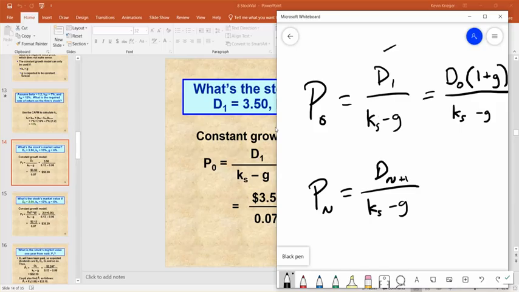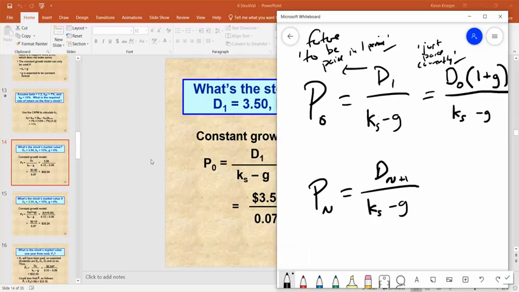These things here are the same. It's just that D1 is a future dividend. It's to be paid in a period. Usually these are in years. And the D0 was the dividend just paid, so just paid currently. I usually think it's easier to think of it as if it just happened in the past. So you got to be really careful.